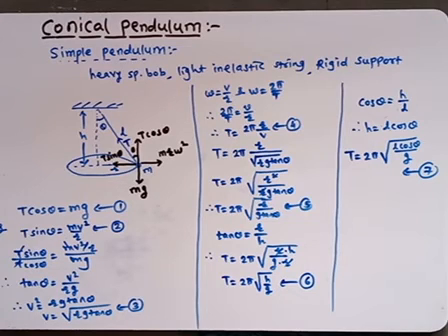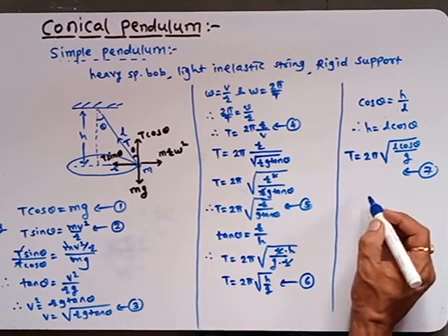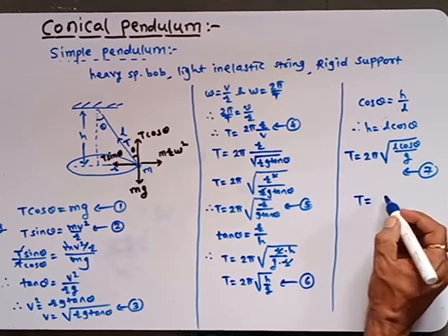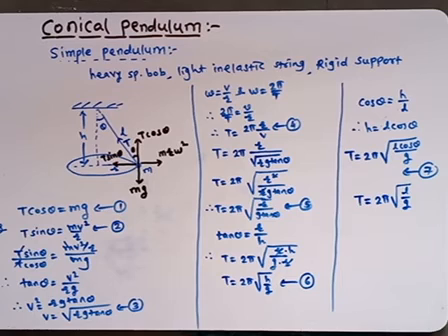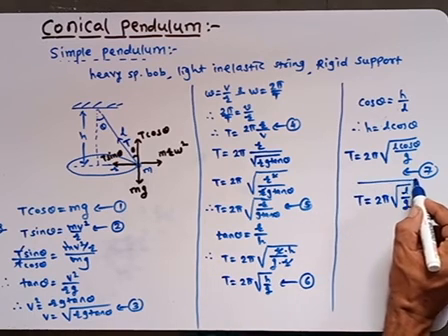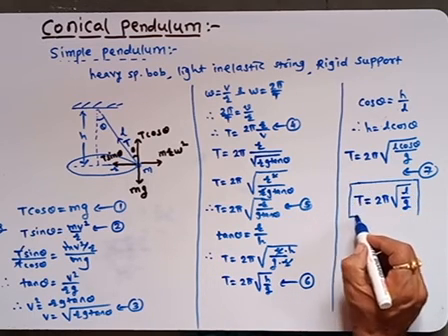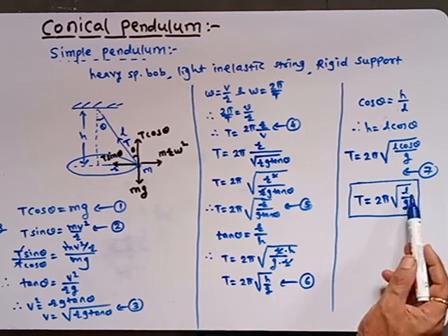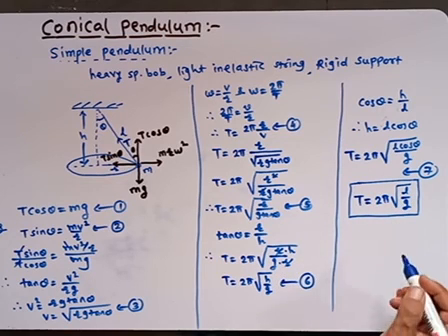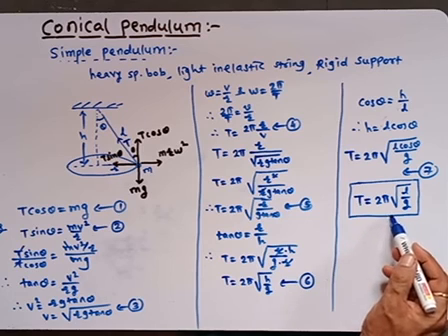If we compare equation 7 or 6 with the period of a simple pendulum, it can be given like this: T equal to 2 pi root l upon g. This is the equation for the period of a simple pendulum. That means 2 pi under root and 1 upon g is common in both cases. But here, instead of l, we have h or l cos theta. And this equation 7 can also be converted into the equation of the simple pendulum.